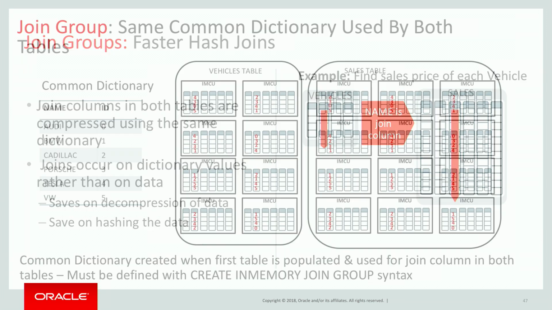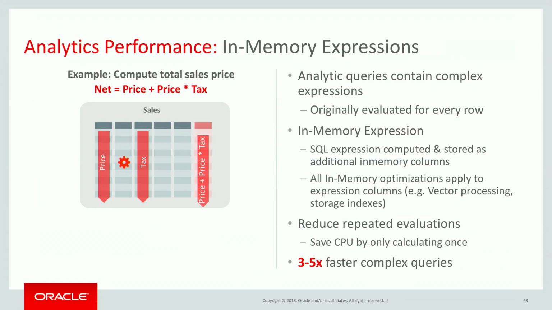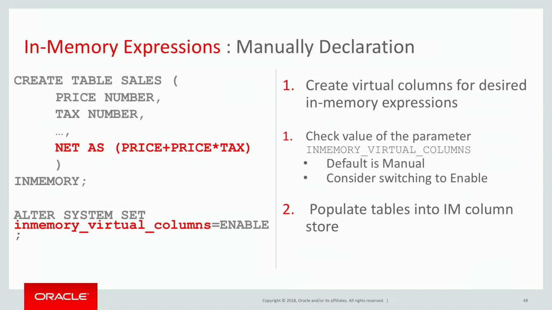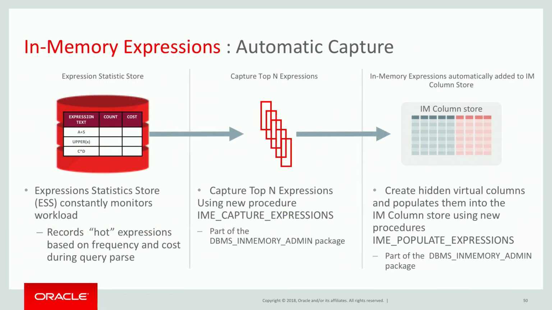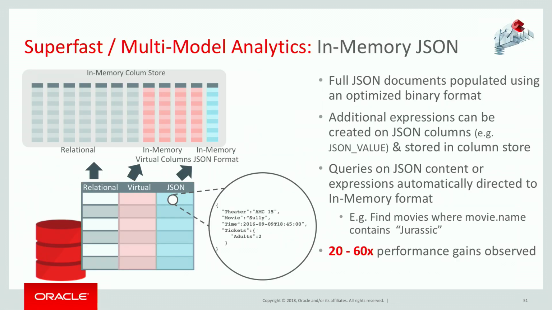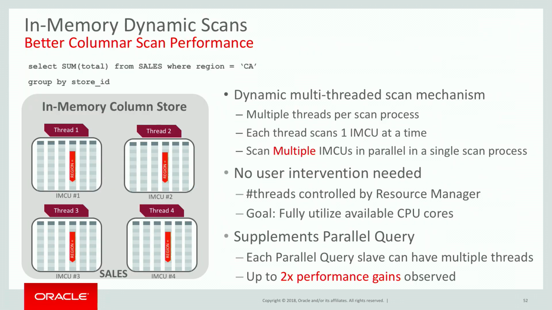So join groups is a way to improve that. In-memory expressions is another way. We have automatic capture. We support JSON not only in the database but also in the column store. And we have something which I think is the coolest feature, in-memory dynamic scans. So we can dynamically parallelize our scans of data in the column store without you having to do anything like fire up parallel query or have auto DOP enabled. We'll do this automatically based on Resource Manager.